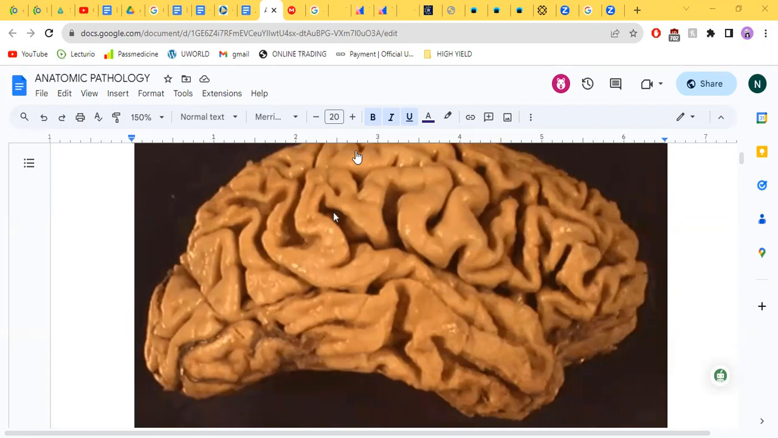Knife-edge gyri, knife-like gyri, which is characteristic of what pathology? Narrow gyri, wide sulci, atrophic gyri. Now, in which lobes of Alzheimer's? Okay.